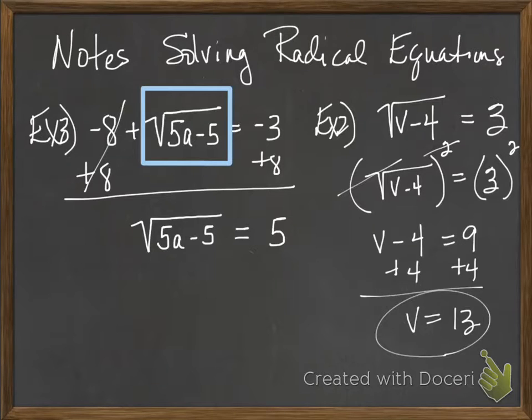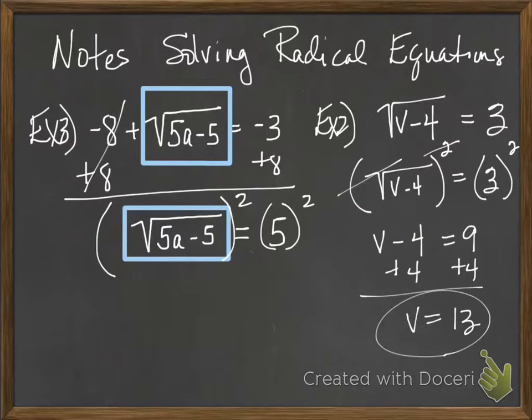Okay. Now, since you added the 8 on both sides, now your square root is by itself. That was your job. You got to get it by itself if the square root is not by itself. Once that square root is completely by itself, that is when it is legal to square both sides of your equation. You would not want to square the left-hand side if the negative 8 was still there. That would be a mess. So what's the square root of 5a minus 5 squared give you? Just 5a minus 5. And 5 squared is 25.